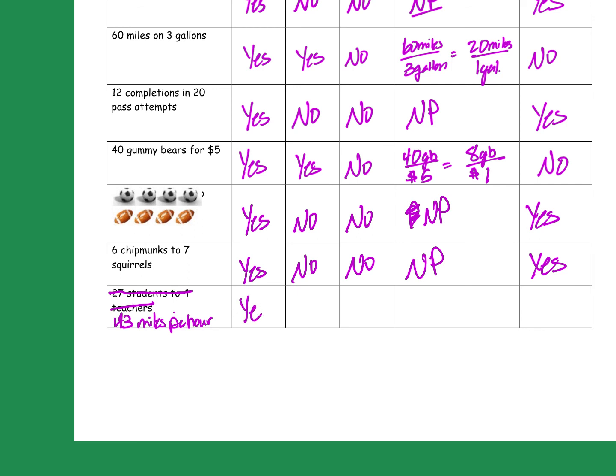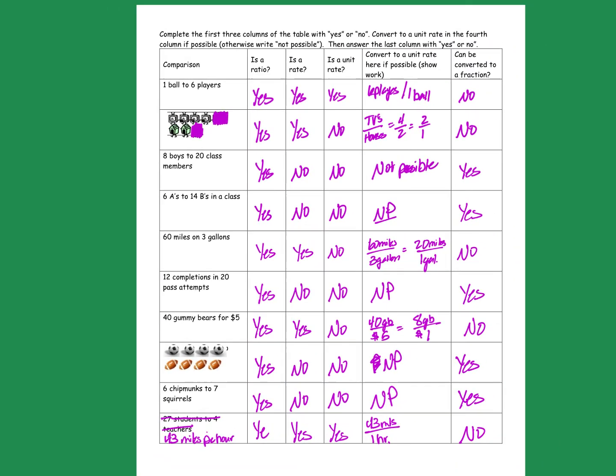Yes. Is it a rate? Yes. Is it a unit rate? Yes. Because it's 43 miles per 1 hour. I don't know if that's how you abbreviate miles. It's already per 1 unit. Okay. And is it a fraction? No. Because they're not the same thing. Good. Good job, you guys.